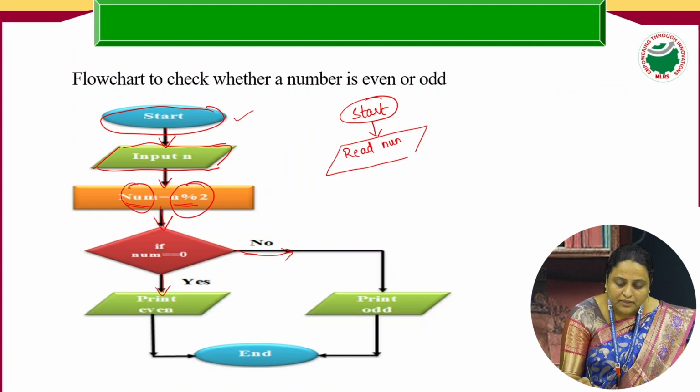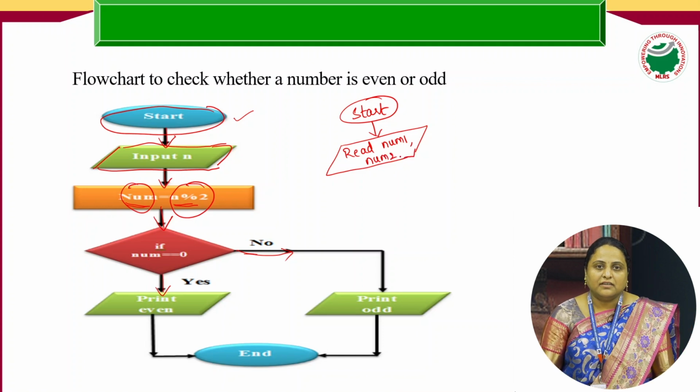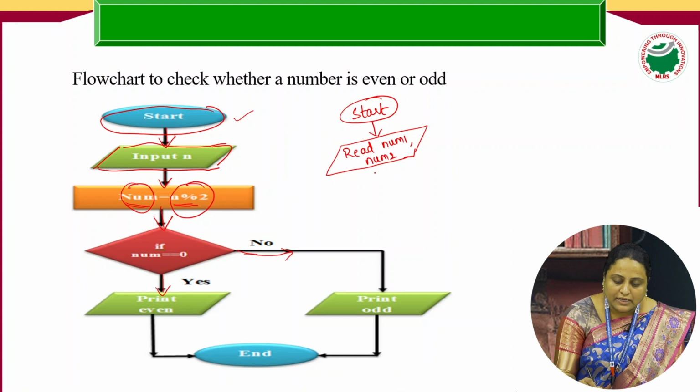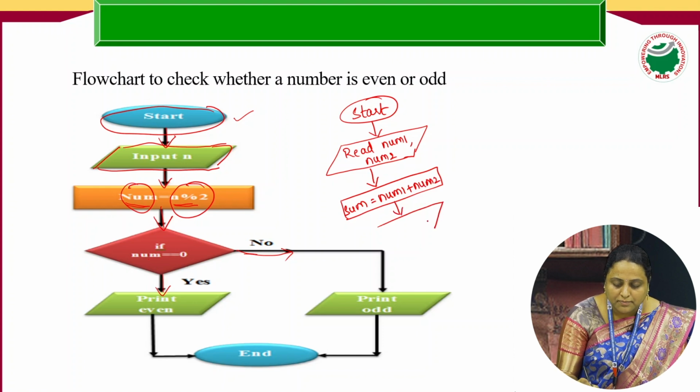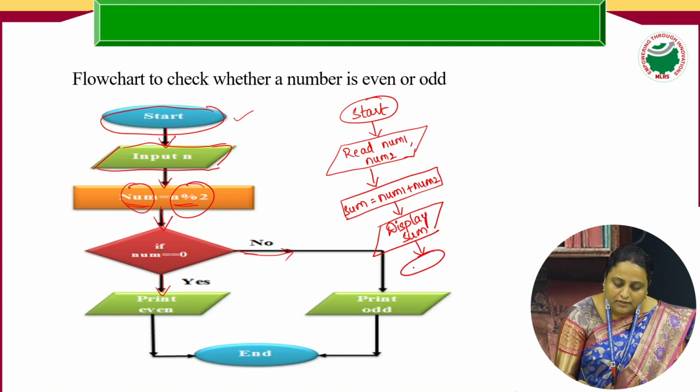Let it be read the value of number 1 and the value of number 2. I use the word read to represent input, with a parallelogram. Next, I need to represent the formula for addition of two numbers, that is sum equal to number 1 plus number 2. And where is the answer present? It is present in sum. To display it, which symbol do we use? That is the parallelogram. So you can write display the value of sum. Your task is completed. Finally, you write stop.